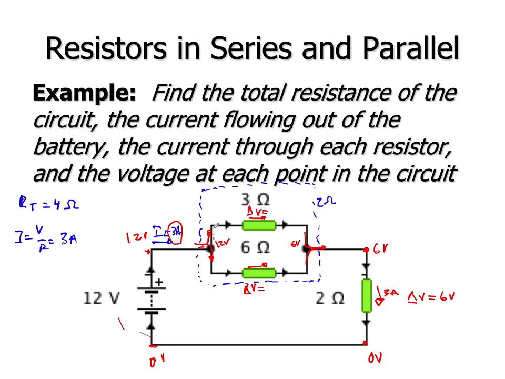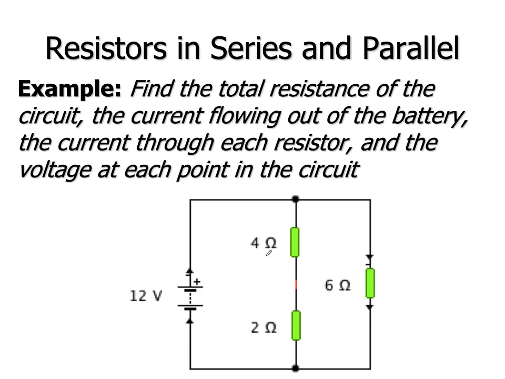If I go through this path, I go from 12 to 6, the voltage drop is 6 volts. If I go through this path, 12 to 6, my voltage drop is 6 volts. If I use delta V equals I times R, I'll figure out very quickly that this has to be 1 amp, and this has to be 2 amps going through this resistor. And believe it or not, we've just solved everything in the circuit. I kind of consider it like circuit Sudoku. You really just kind of play with it.